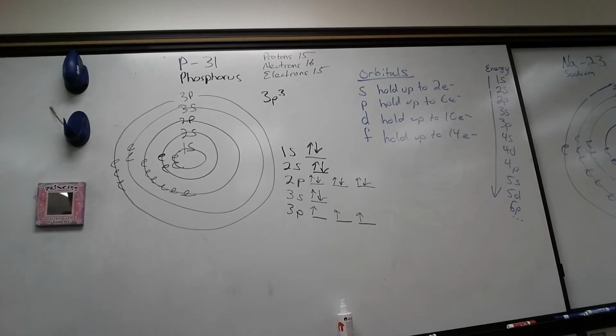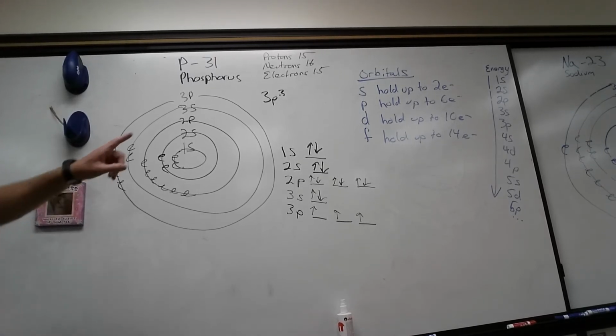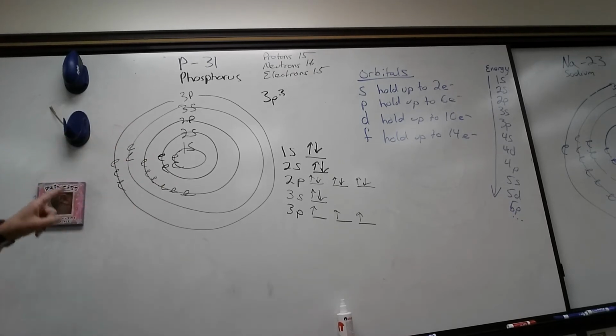Which means what, Madeline? They're all spinning. Yes, exactly. All spinning the same direction, because they don't have a partner. Nobody wants to dance by themselves, so they just dance the same way. So 3p3, 3p3, 3p3. All 3 ways that we've looked at this have 3p3.